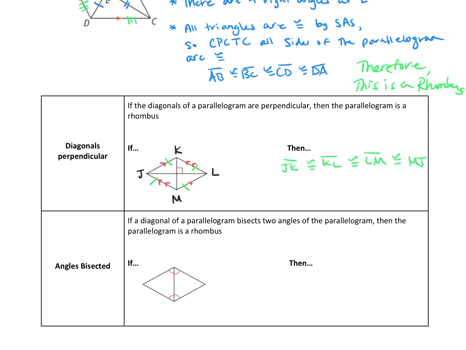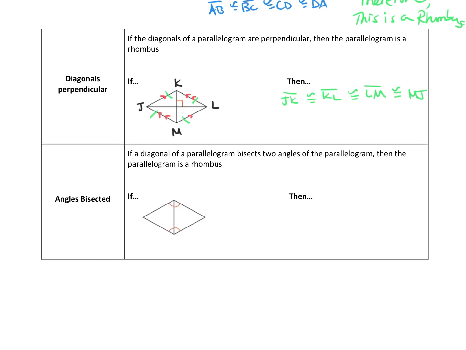So JK will be congruent to KL, which will also be congruent to LM, which will also be congruent to MJ. All right, our next theorem is when an angle is bisected. We didn't take a look at this in our example above, but we're just going to add in this theorem. Let's go ahead and label the vertices of this figure. We'll use A, B, C, and D.